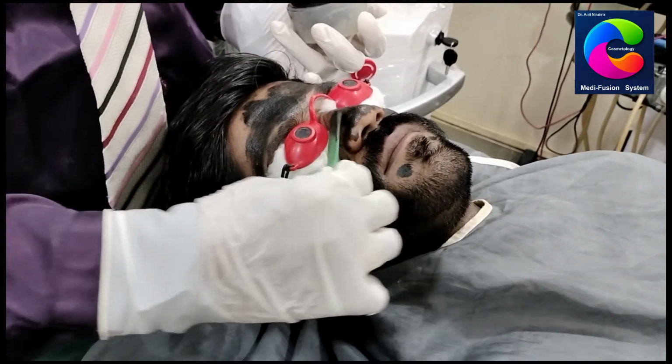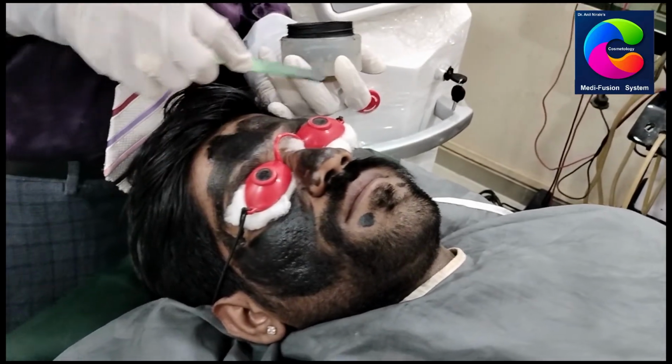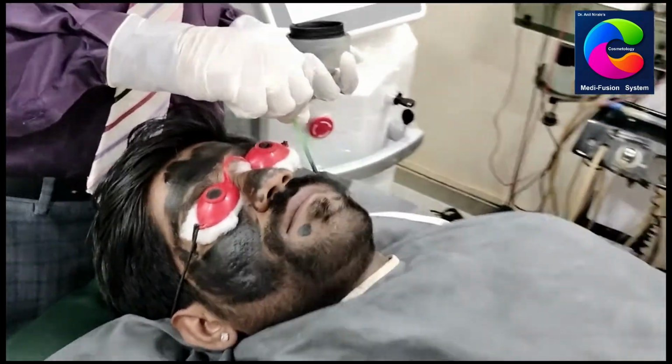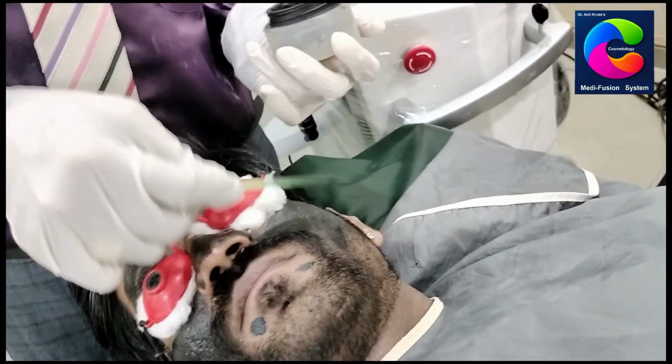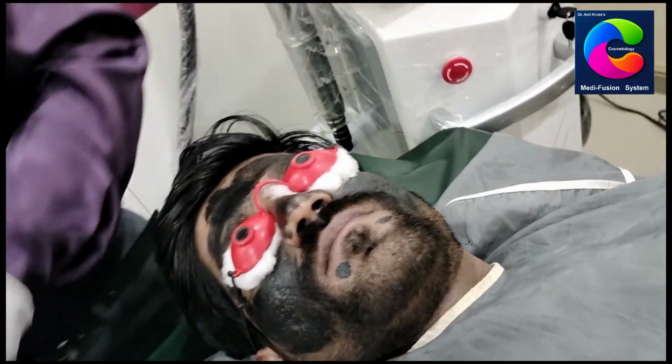At the same time there were a few whiteheads and blackheads on the nose, that is covered, and on the opposite side of the cheek all the scars are covered with thick paste.